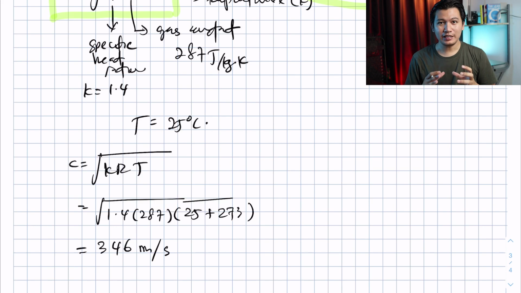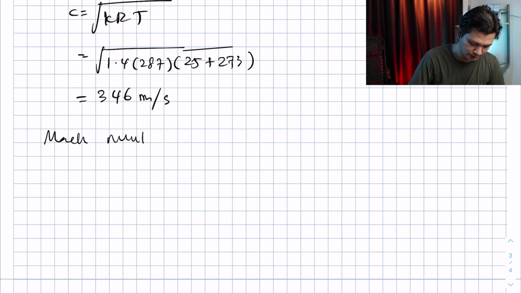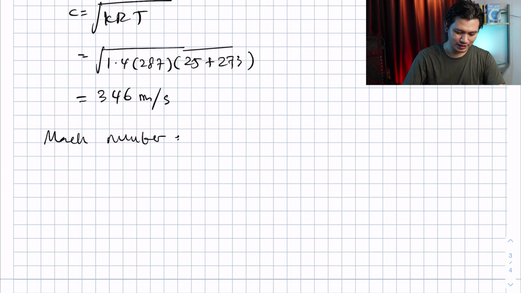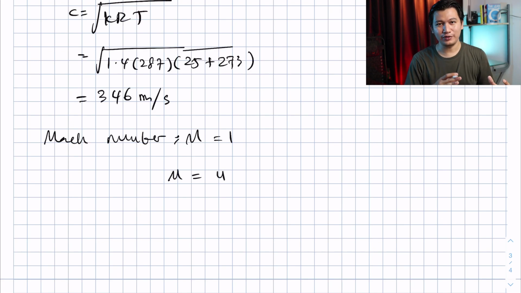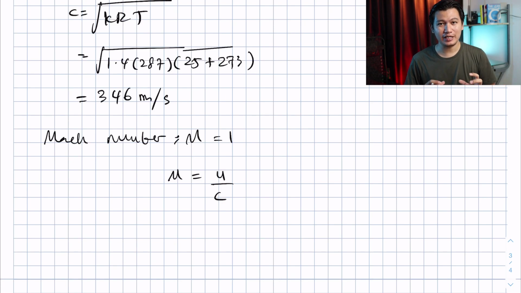Now that you know the speed of sound, there is another term that you should understand very well, which is called the Mach number. If I could run very fast, as fast as my voice travels, then my Mach number will become 1. So the Mach number is the velocity of the fluid, or the velocity of the body, or the velocity of the jet, divided by the speed of sound.